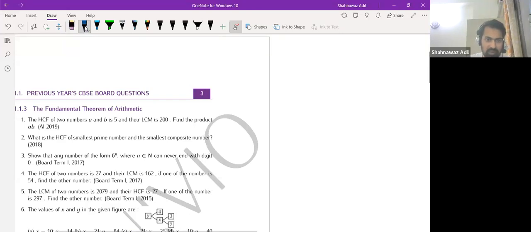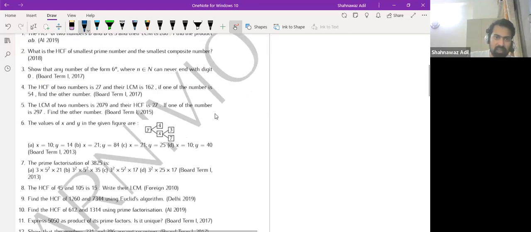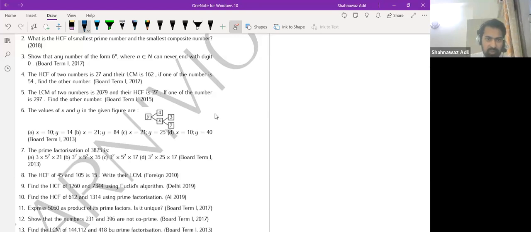Show that any number of the form 6^n can never end with digit 0. This question we did. Next, HCF and LCM: if one of the numbers is given, find the other. The fourth and fifth are the same, so please do this fourth one. We have the HCF of two numbers, let's say A and B. This has been asked many times in 1 mark questions. LCM is 162, and one of the numbers, let's say A, is 54. Then you have to find B.